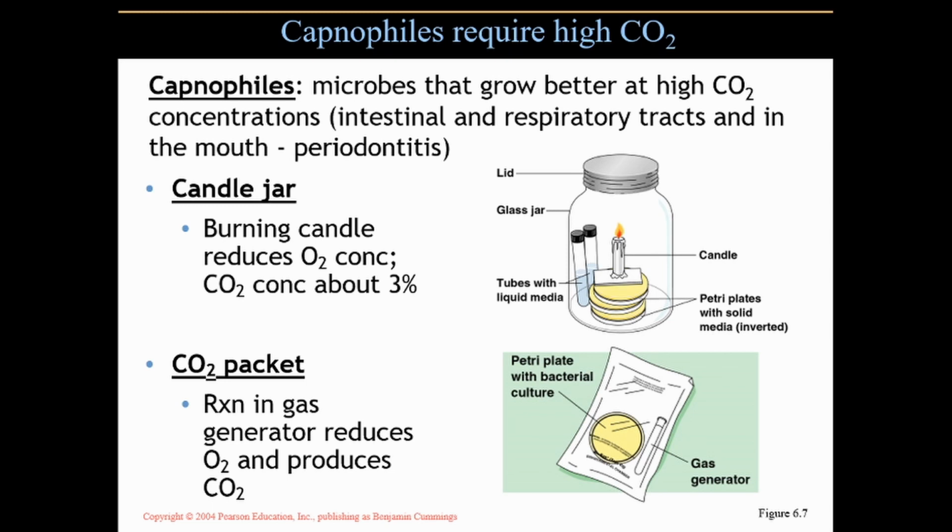So higher than what? Higher than the atmosphere. The atmospheric CO2 concentration is around 1%. In those regions of the body, the CO2 concentration gets higher. It's not a whole lot higher, maybe 3 to 5%, somewhere in that ballpark. And so these microbes will grow better there because of the higher amount of carbon that's available due to the higher concentration of carbon dioxide.